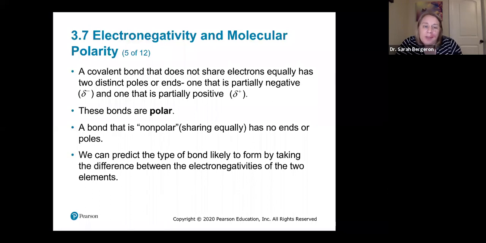Anytime you have to use those arrows or the delta symbols, what you are telling me is that the bond is polar, right? And so we look at polarity in order to determine the overall polarity of an entire molecule. We're going to look just at bonds, and then remember that those bonds occur inside of molecules, and we're going to have to talk about the molecule as a whole.